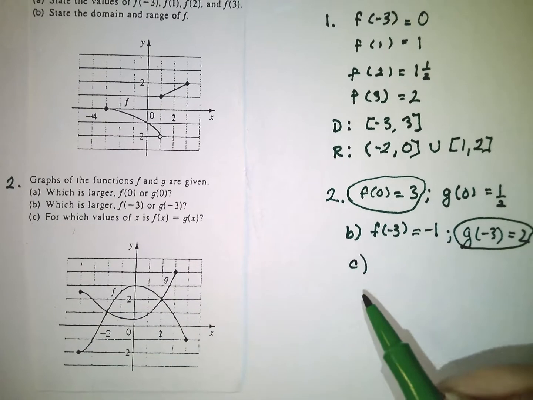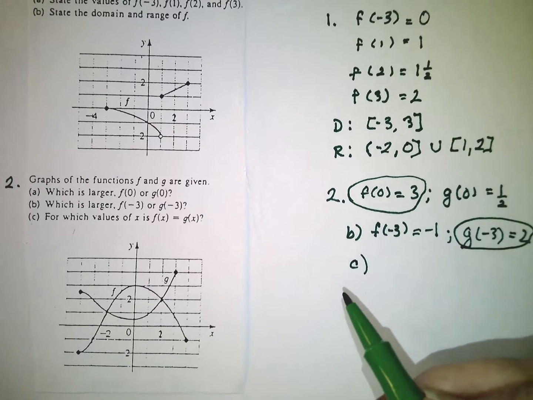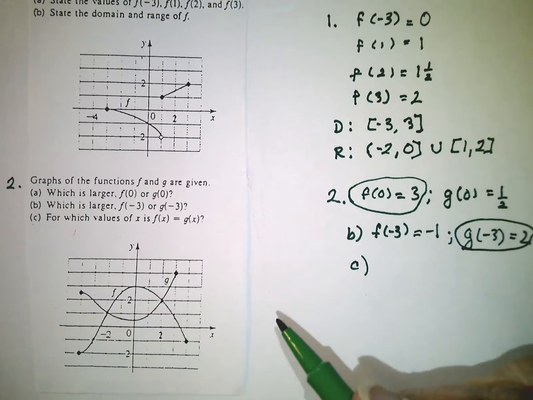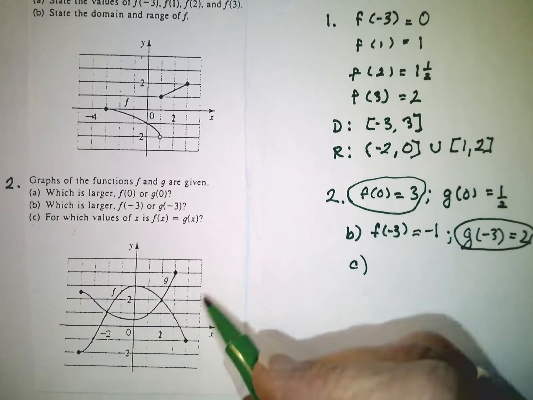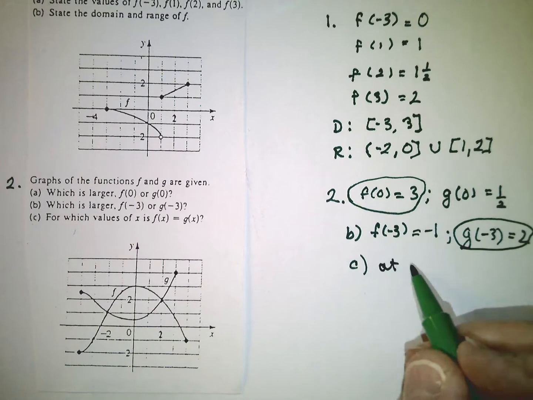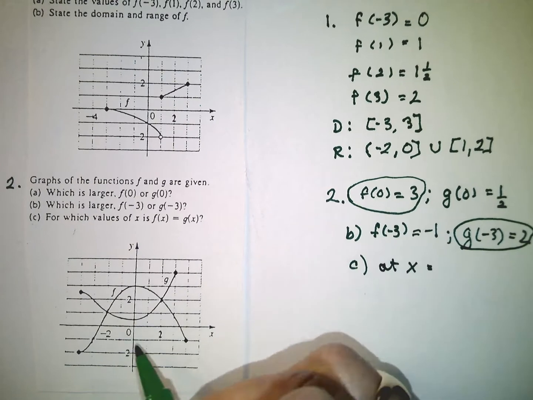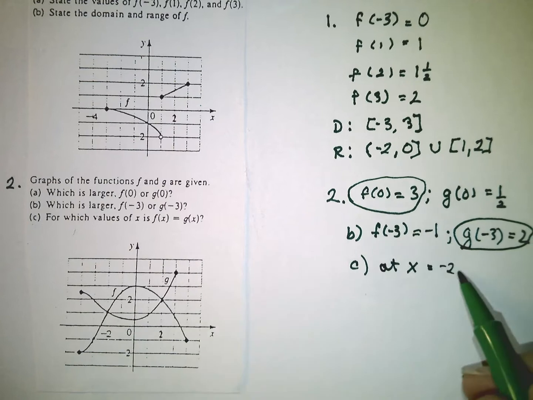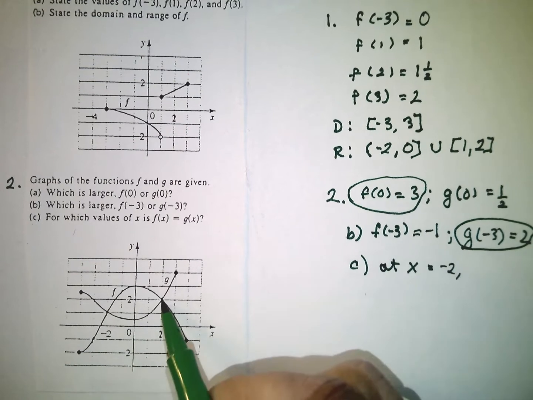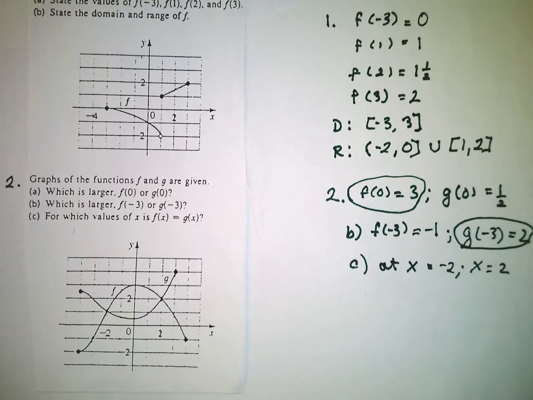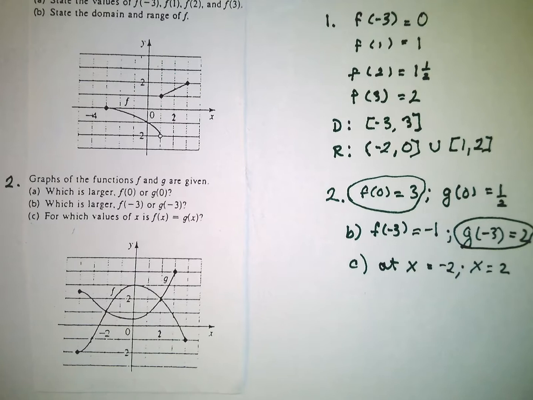Part C. For which x values do the 2 functions come out to the same result? Well, that's obviously where they intersect each other. So that would be at x equals, looks like that's happening at x equals -2. And it looks like it's happening again when x equals +2. Just wanted to go over some extra things we can do with domain and range.